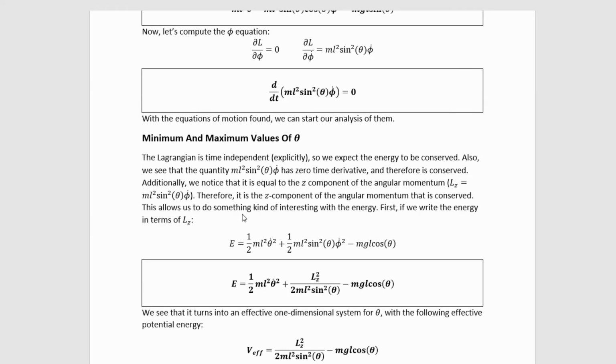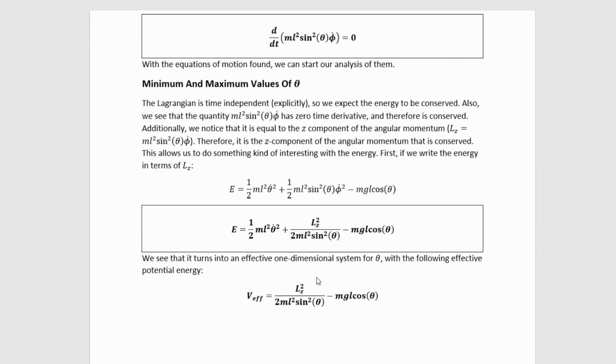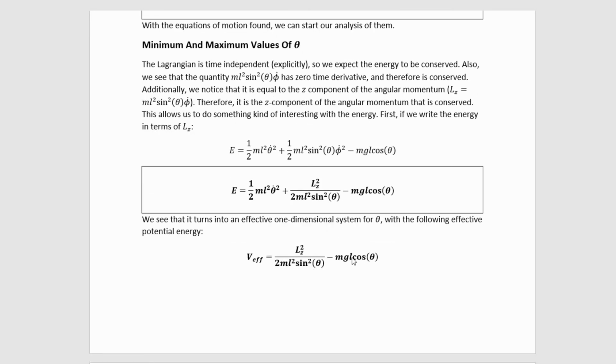This allows us to do something kind of interesting with the energy. We can write this, which involves phi, in a way that doesn't involve it at all, because we know this is a constant of the motion, the z component of the angular momentum. We can use that fact to eliminate phi. We see therefore that we've obtained an effective one-dimensional system for theta with this effective potential energy.